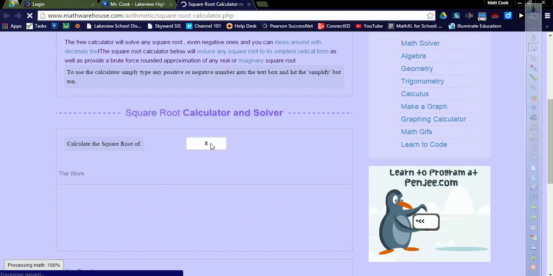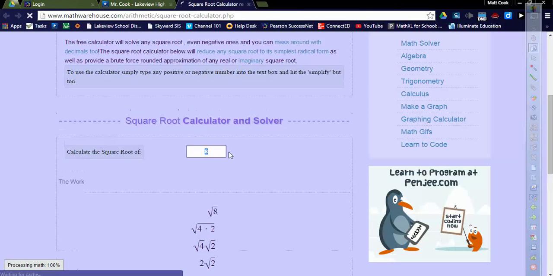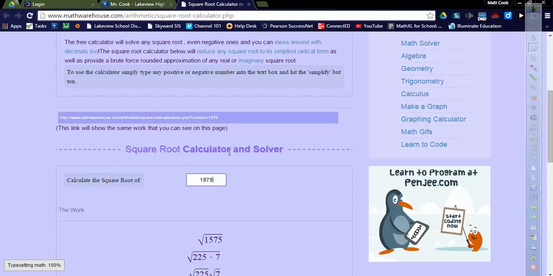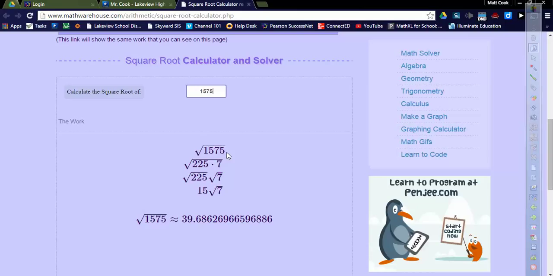So all you have to do, take that number that's right there, type in whatever number you're trying to take the square root of, that really large number, 1575, and then take a look. It actually helps you simplify that square root. 15 square roots of 7. Awesome, isn't it? Love it.